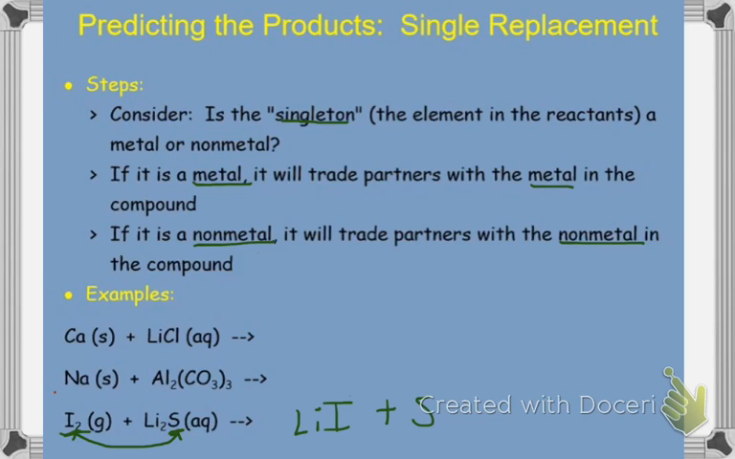Last step would be to balance. I see 2 Li's on the left. I'm going to put 2 Li's here, and then that's great because that balances out the 2 that I had over here for the iodine as well. So you have to consider metal or non-metal, make the trade, then finish by balancing.